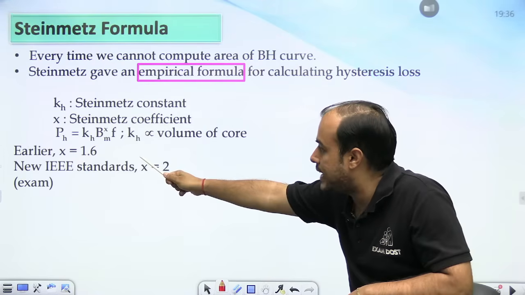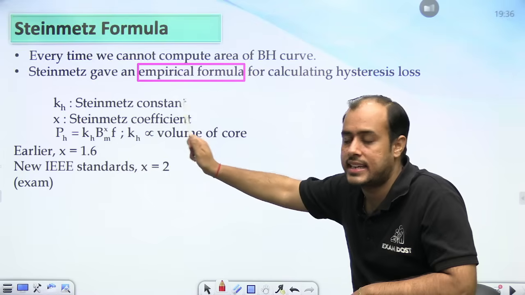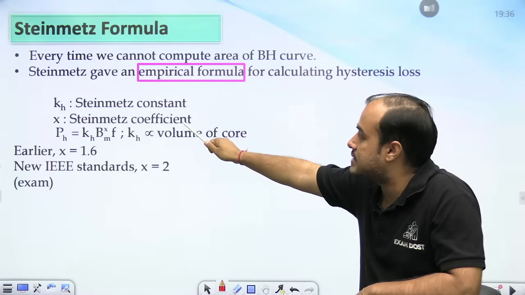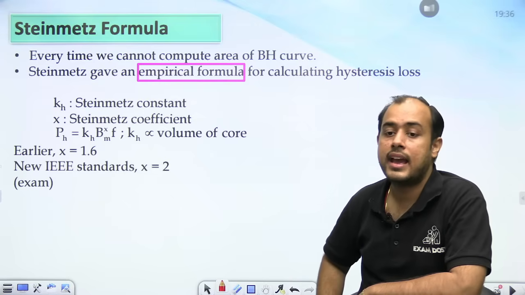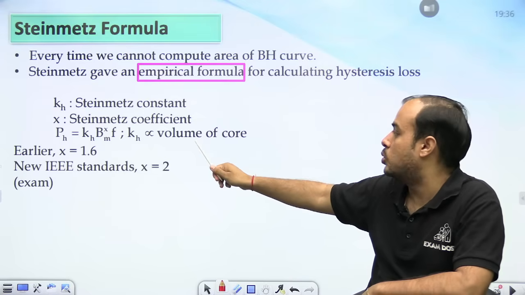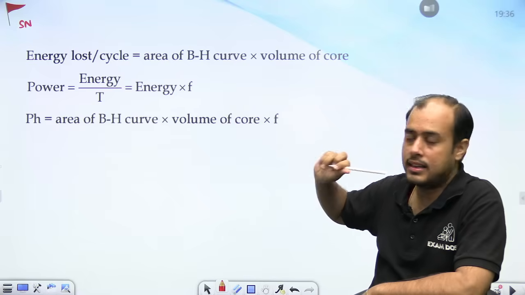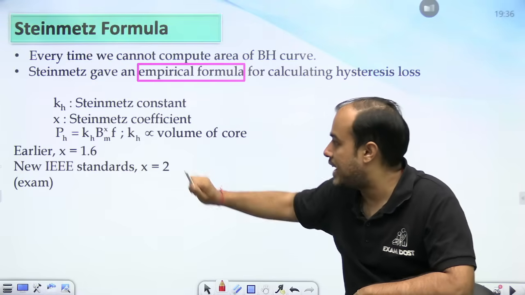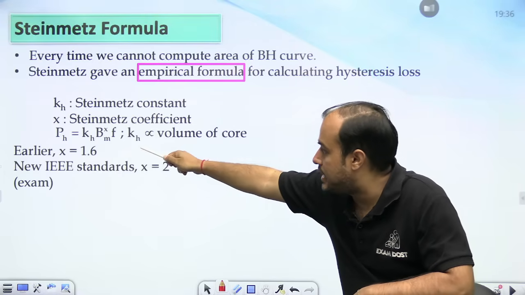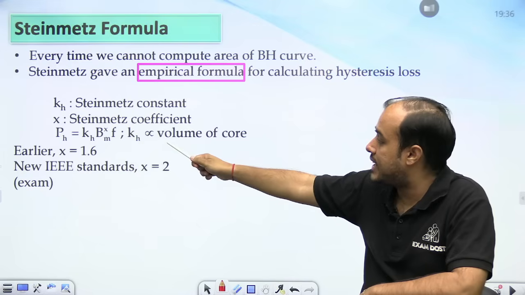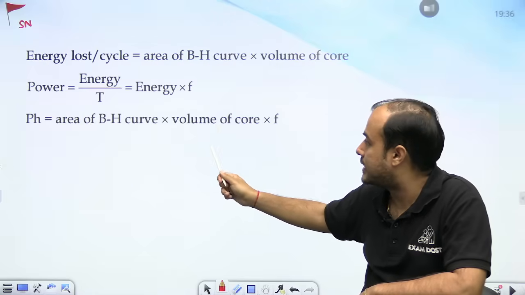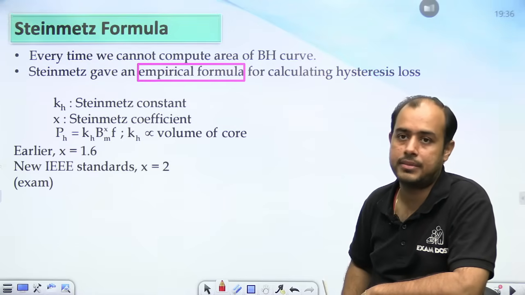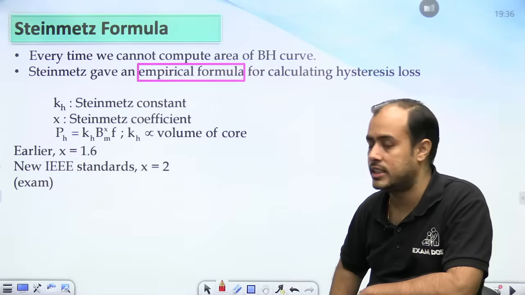तो it was KH BM to the power X into F. X is the Steinmetz coefficient, KH is the Steinmetz constant, and this KH also includes the volume of the core. देखो फ्रीक्वेंसी तो अलग से रख दी F, area is BM to the power X, so this KH is also proportional to the volume. ये वॉल्यूम वाला फैक्टर जो है KH के अंदर चला गया. This factor of volume goes into KH.